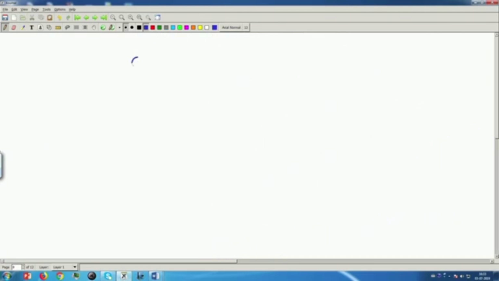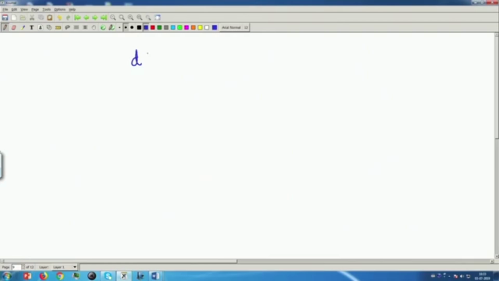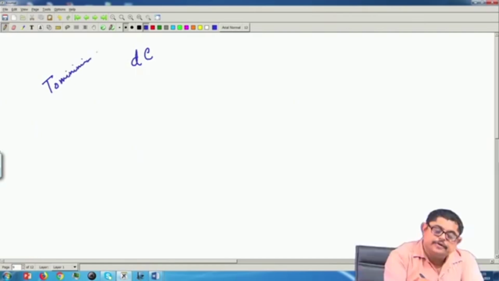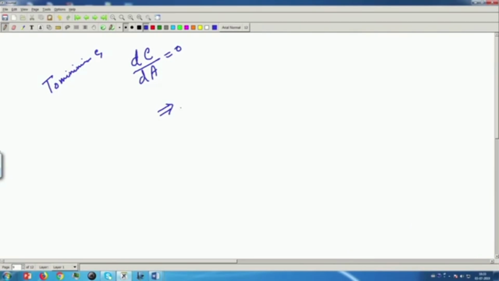Now, if I want to minimize C, it only depends on A, you see. So, with respect to A, I will have to differentiate. That means, to minimize C, dC/dA should go to 0, and that gives me A is equal to (264 k by 80,000) whole to the power 1/3.